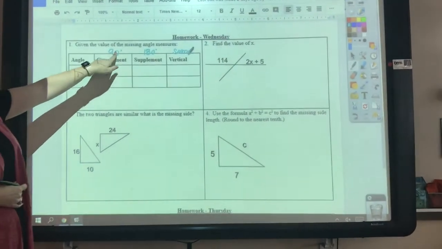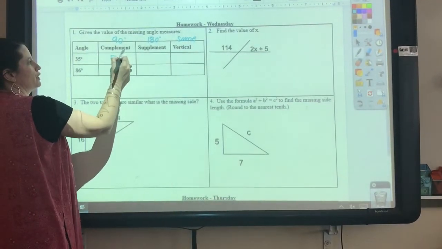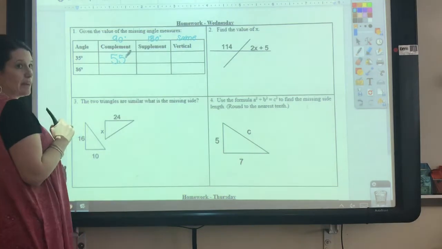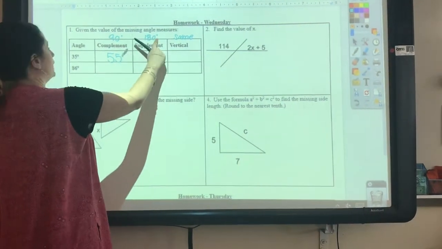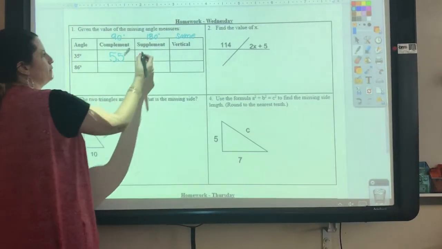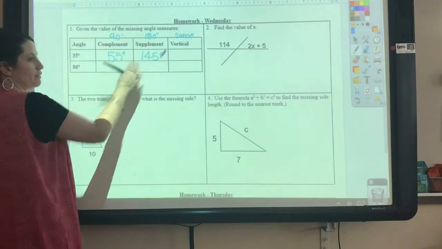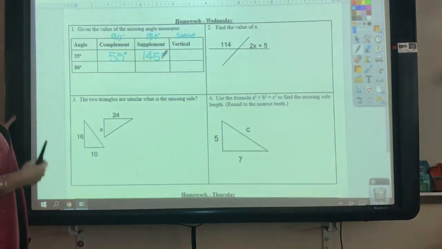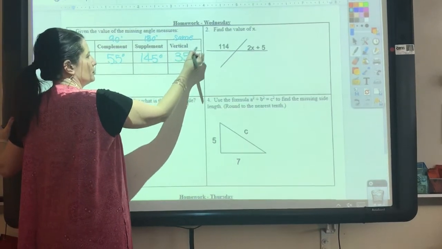So complement, 90 degrees. 90 minus 35 will give us a leftover of 55 degrees. That would be my complement. These two together total 90. For the supplement, 180 minus 35 will give me a value of 145 degrees. And again, 35 and 145, when I total those together, add them, it should equal 180. And then really simple, the same value goes in for vertical.